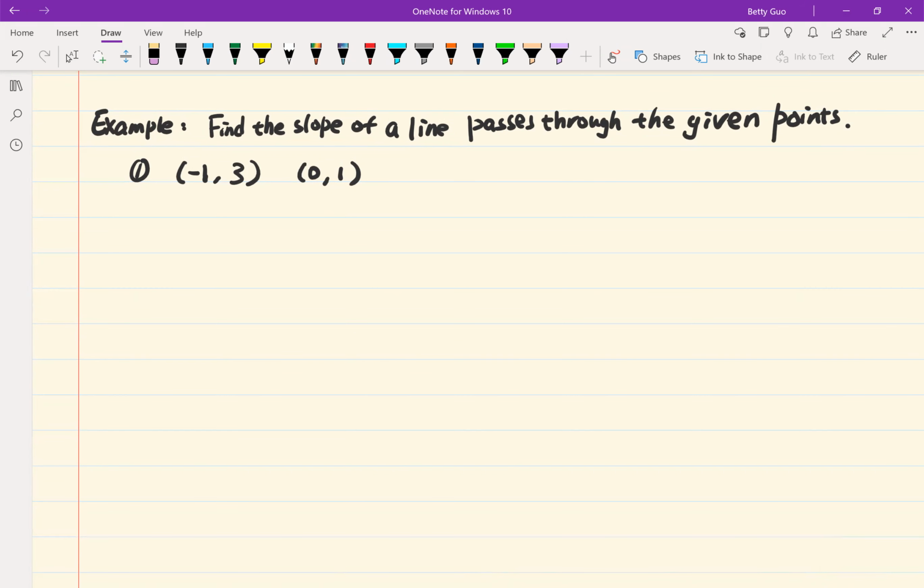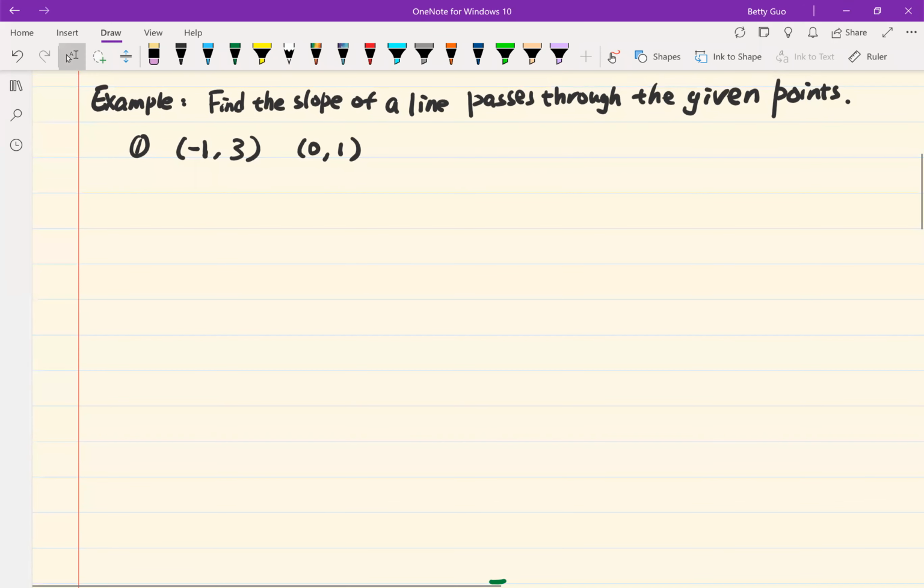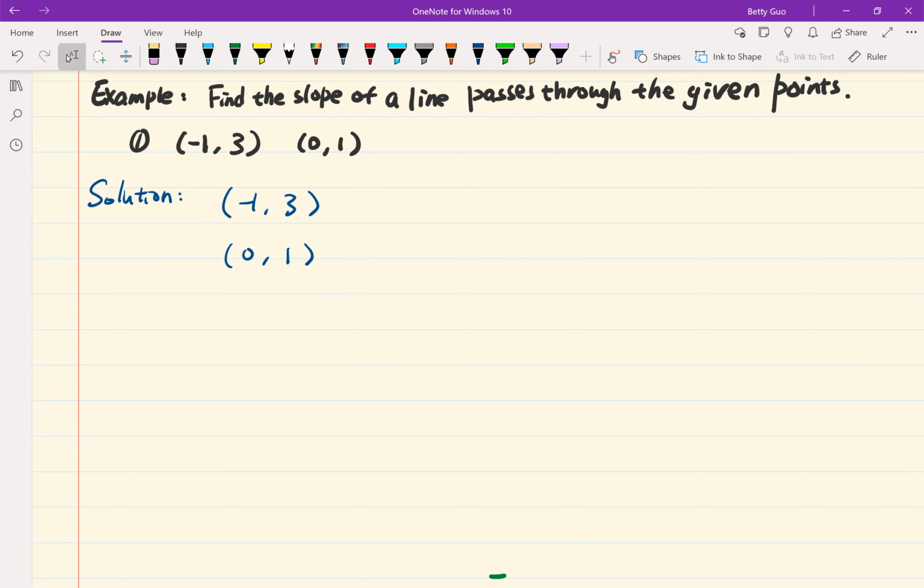Look at this example. Find the slope of the line that passes through the given points. We are given 2 different points on a line. One point is -1, 3. The other is 0, 1. We are looking for the slope of the line, right? I'm going to tell you the 3 steps to find the slope of the line.